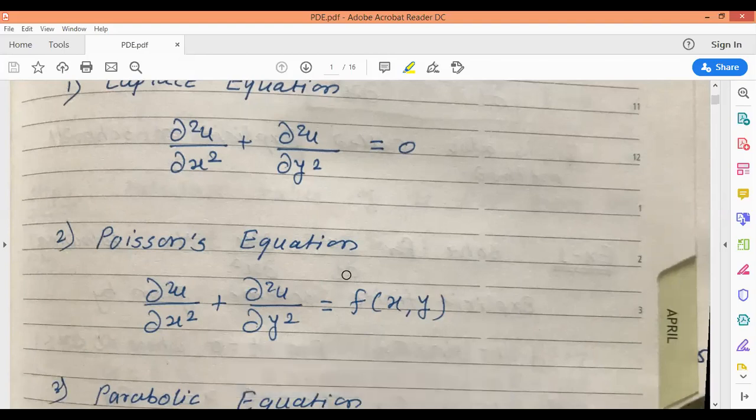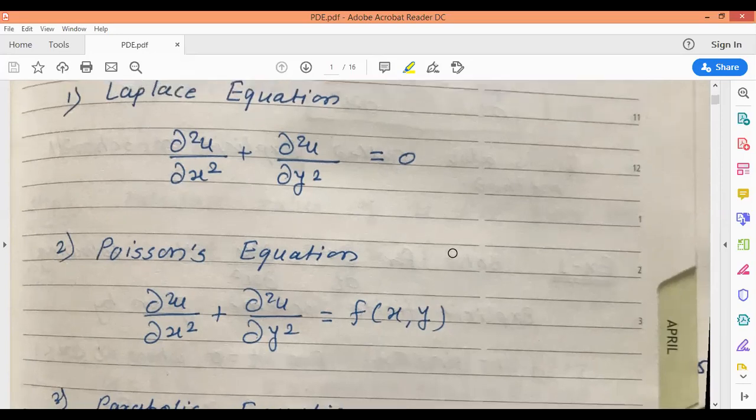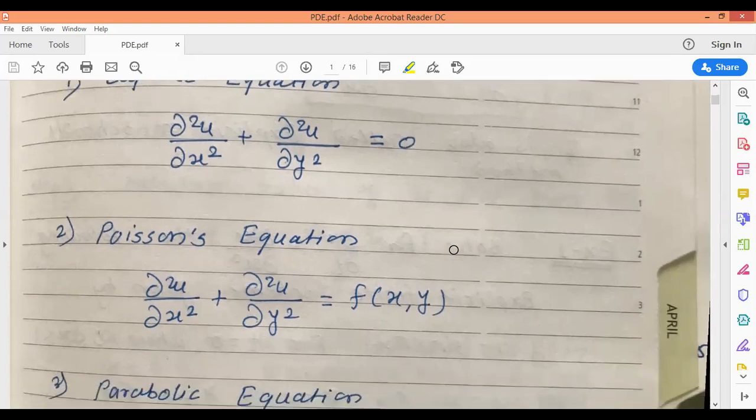In the case of the Laplace equation, the right-hand side is equal to 0, and in the case of Poisson's equation, the right-hand side is in terms of a function of x, y. That is the basic difference between the Laplace equation and Poisson's equation.